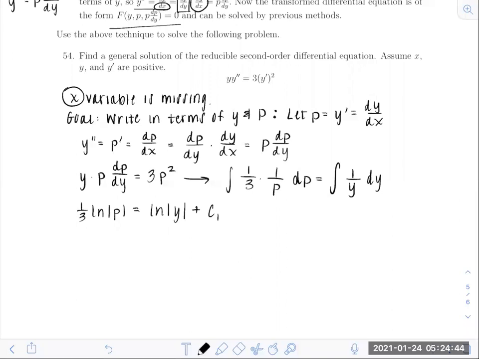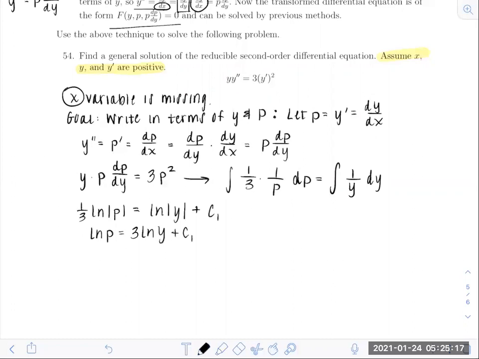One thing that you'll notice here is that way up top, they say assume that x, y, and y prime are positive. This is just so that you can omit those absolute values in your natural log. And so that's going to simplify things a bit. Let's go ahead and drop those. I'm also going to move the 1/3 over. So I'm going to write this as the natural log of p equals 3 natural log of y plus c1.